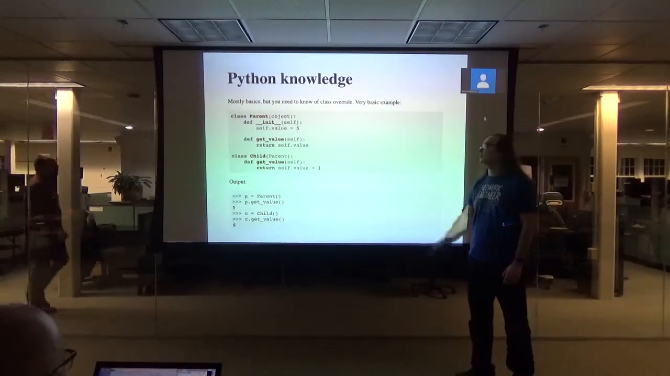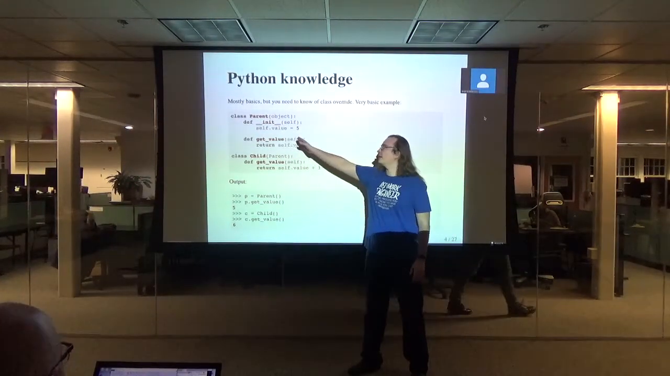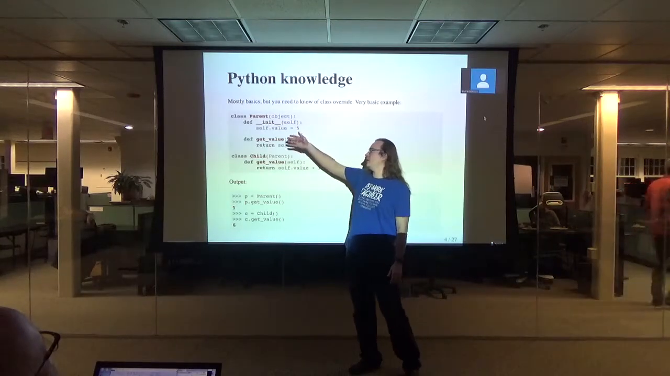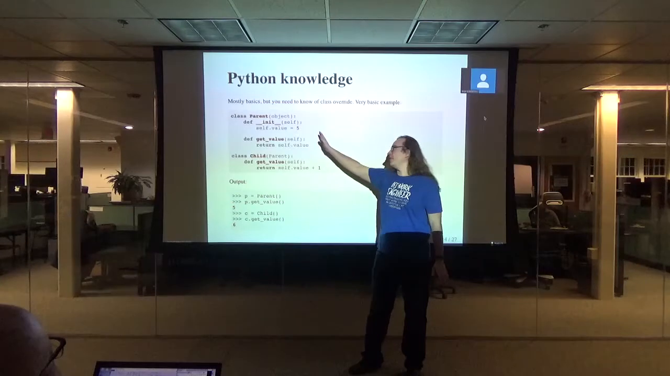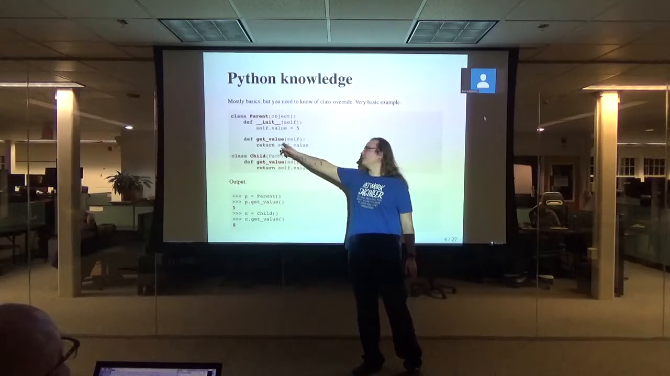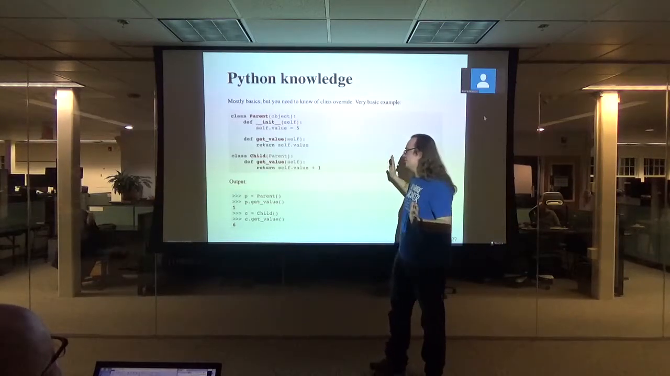So in this particular case, it's just a quick demonstration. So you have a parent class, and the only thing it does on initialization, it's going to claim that the value equals 5. And that's it, right? And it has a function that says get value, and it's just going to return that value. That's all it does, nothing fancy.